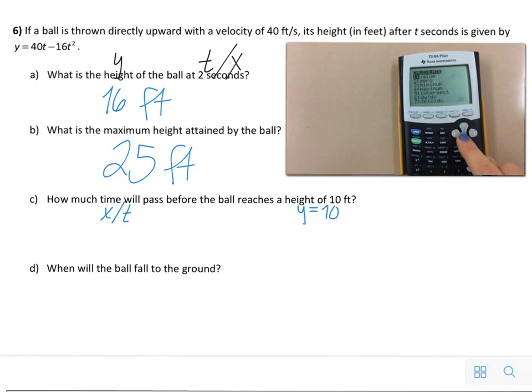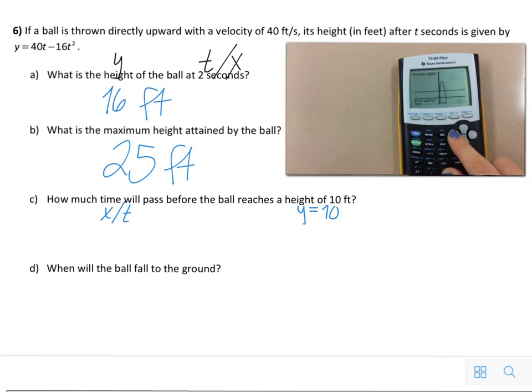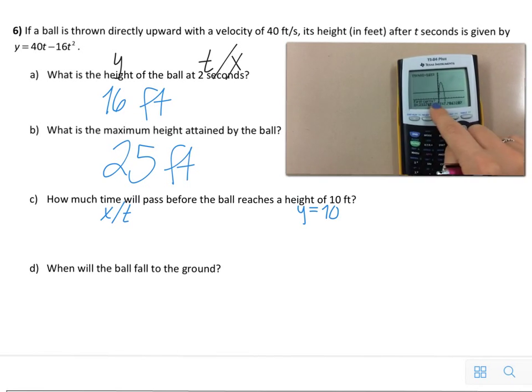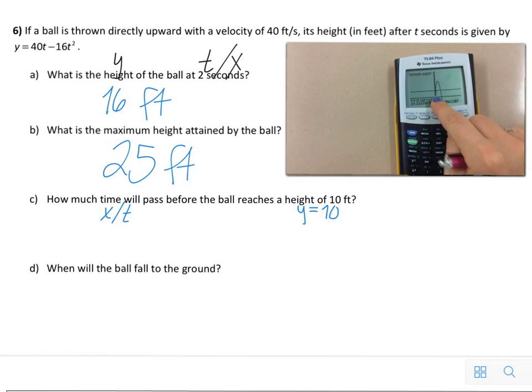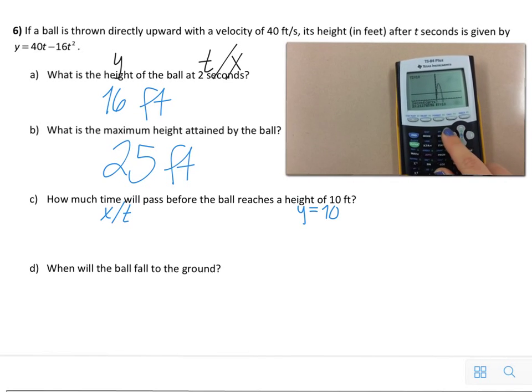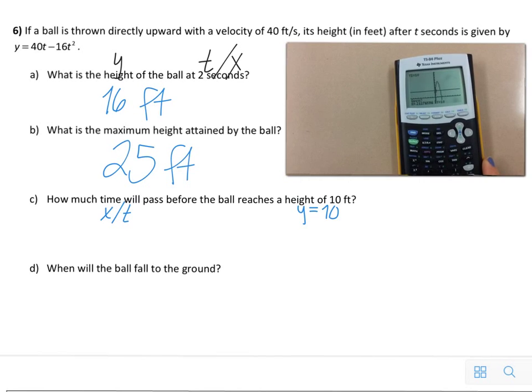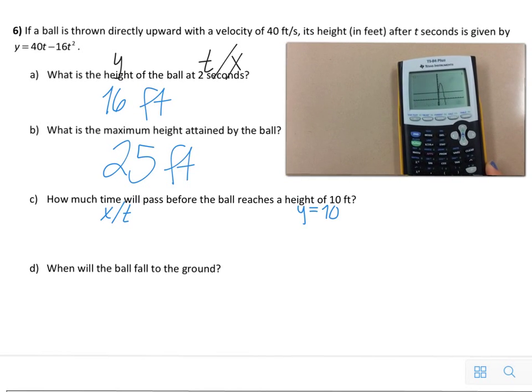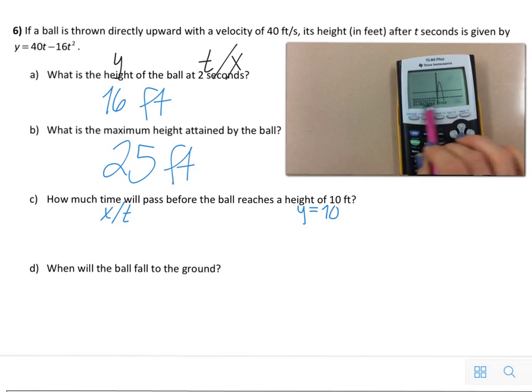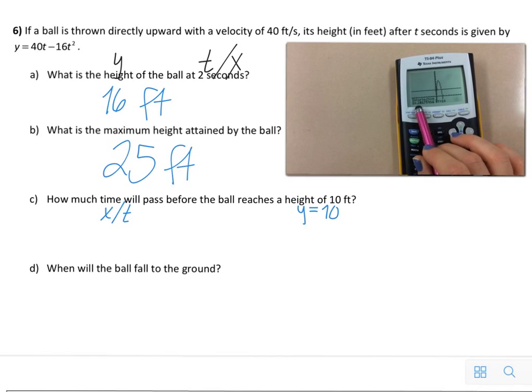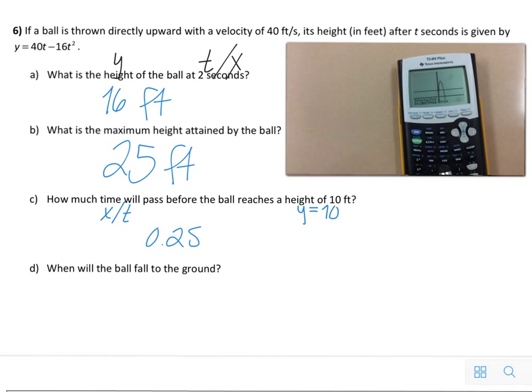So we're going to press second, calculate, and intersect. We want to be on the first curve, so we're on the parabola, and we can press enter. Then we want to be anywhere along the y equals line, and we're going to press enter. And then I'm going to try and get as close to the intersection as possible and press enter. So our first intersection here is 0.2817. We're going to round to the nearest thousandth, so it's just going to be 0.282 seconds.